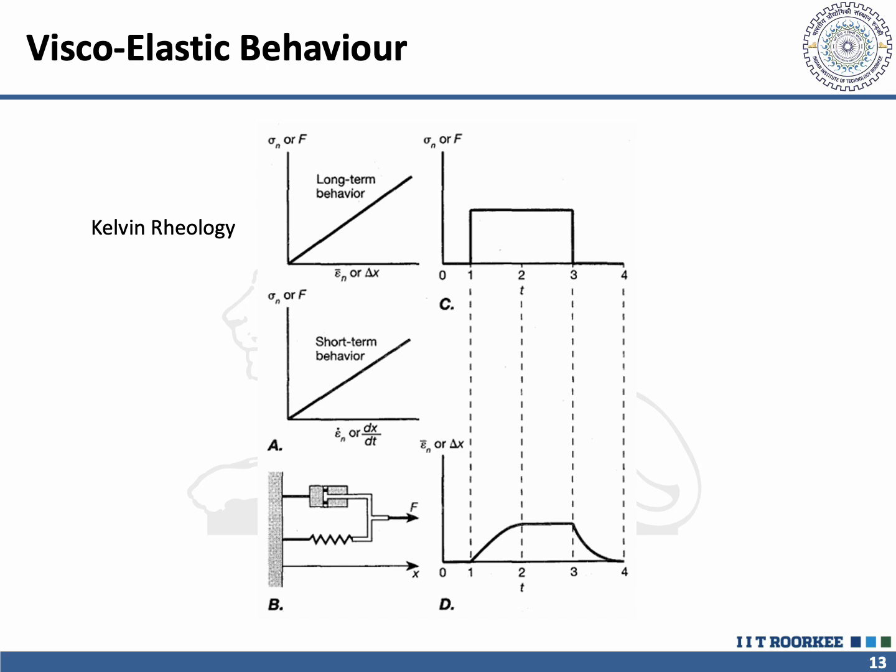In figure B, it consists of a spring, which is the elastic component, and a dashpot, which is the viscous component, arranged in parallel combination. When force F is applied, both spring and the dashpot resist together. The spring wants to deform instantly, but the dashpot delays this deformation depending on viscosity.